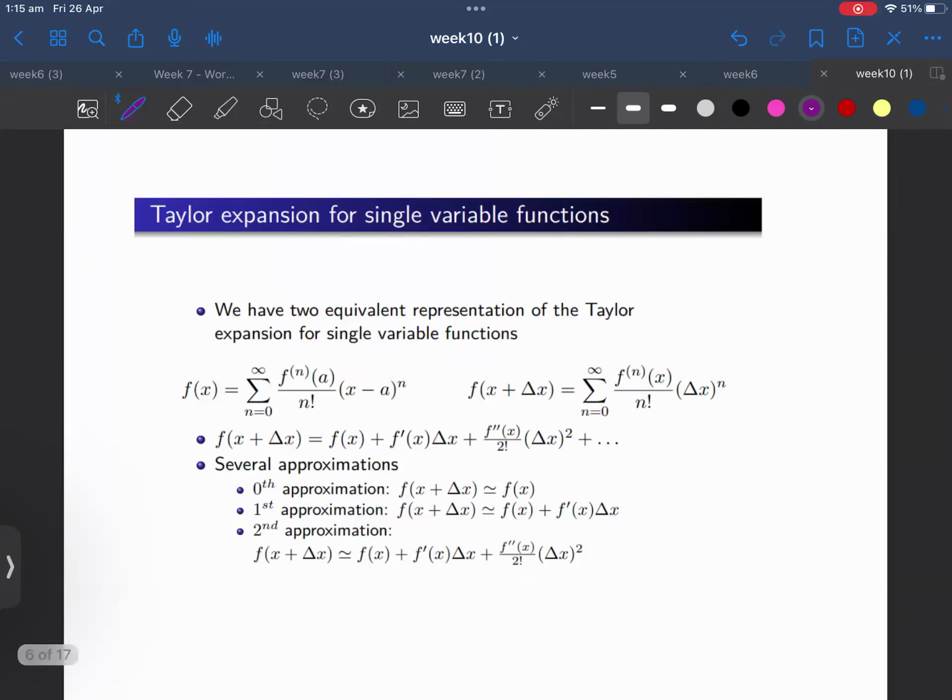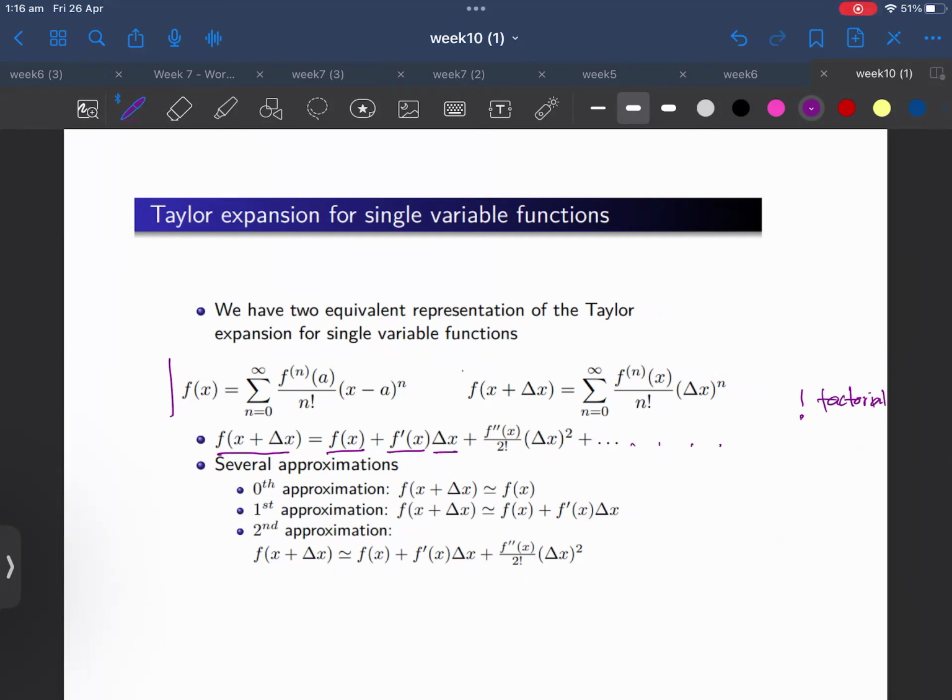And the Taylor expansion for single variable functions. We have two equivalent representations of the Taylor expansion for single variable functions. This is the formula for f of x plus delta x, where delta x is a very small value, an increment. So f of x plus delta x equals f of x, plus f prime of x delta x, plus f double prime of x delta x squared divided by 2 factorial. This is a factorial sign, remember that, plus dot dot dot.